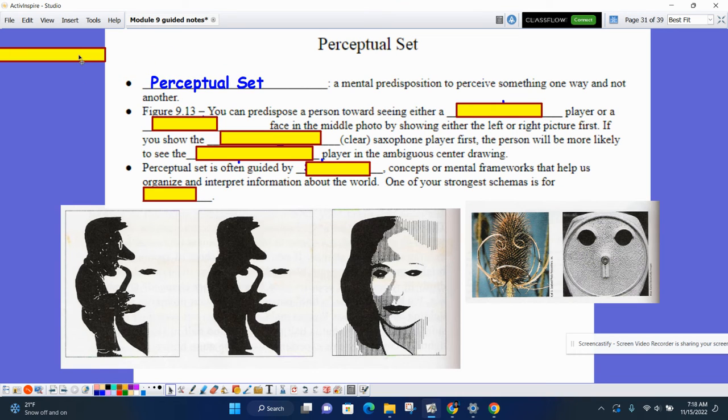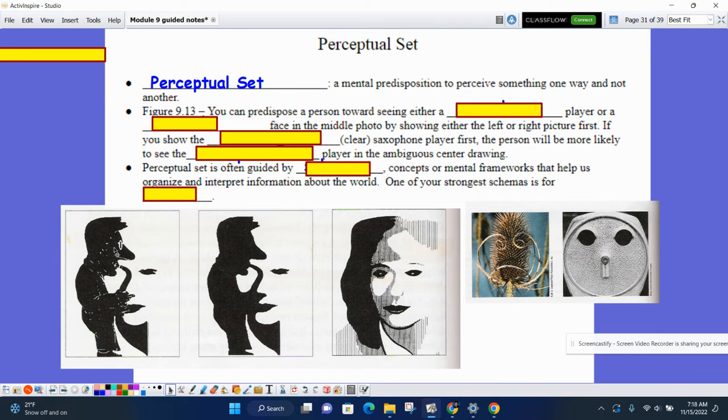But we also have perceptual sets. These are mental dispositions about how we perceive something one way and maybe not another. If you remember the image of the old lady and the young lady and how you have to flip it, this is kind of like that. The middle image here is really what you would typically see, but are you looking at the figure or are you looking at the ground? If you're looking at the ground, you probably see the woman.